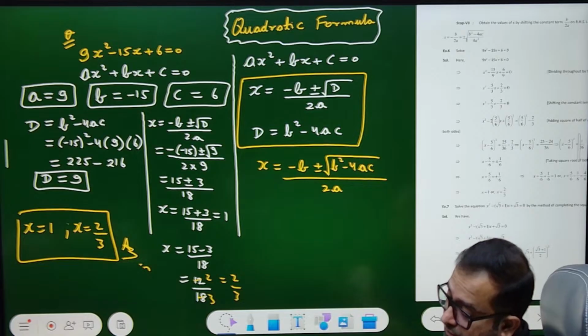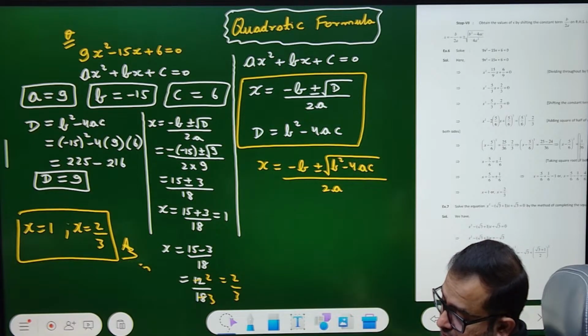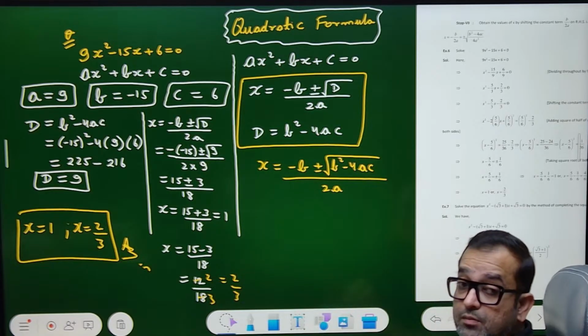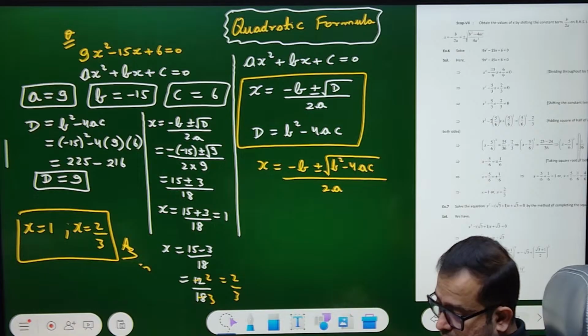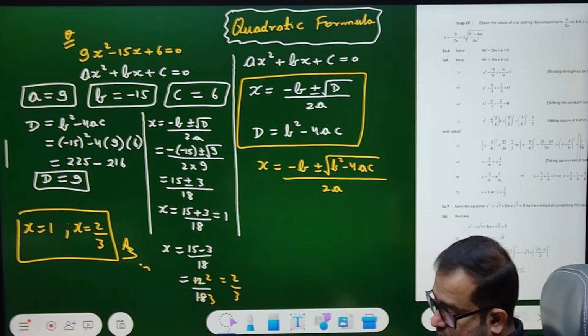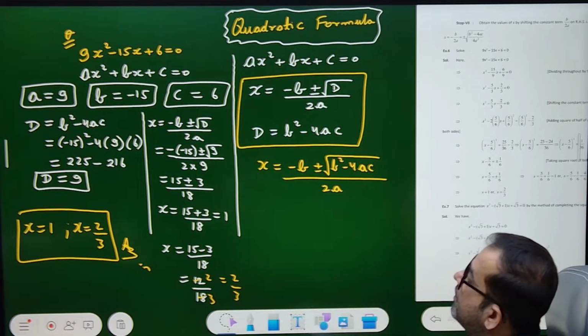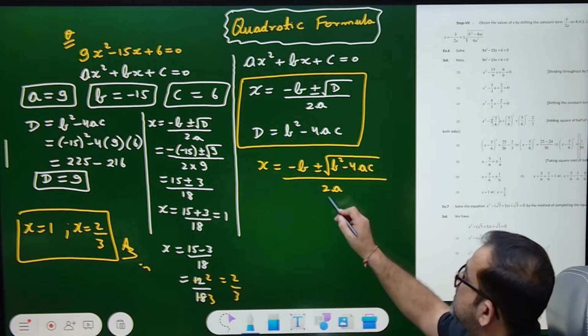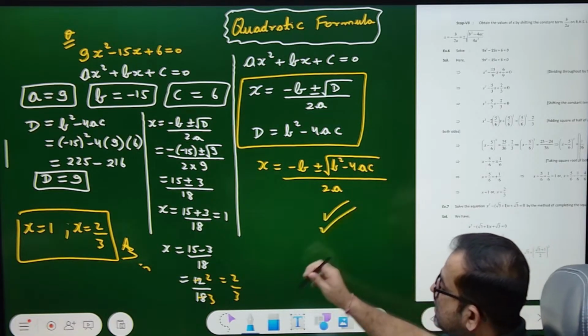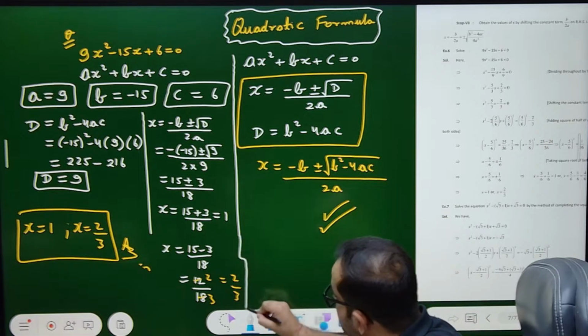Can we move forward? Done? First, copy this. First, you have to copy this. Then solve the question.